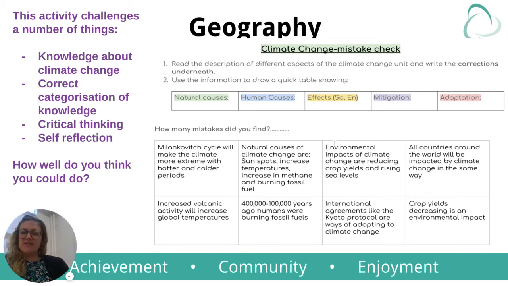This type of activity is testing both the knowledge about climate change, thinking about how you can categorise knowledge, how they can be critical thinkers as well as self-reflective learners, to think about what are the mistakes within this set of 8 boxes, 8 pieces of information, and then writing in the correct information. So these are some other examples of types of activities that we might do in lessons to really get students to really think about their knowledge and really push themselves.